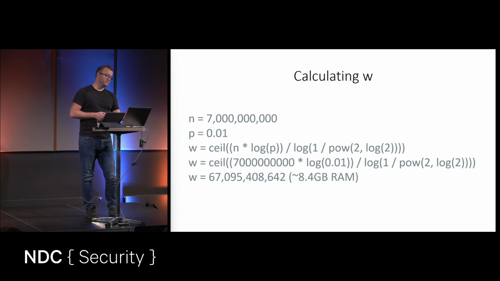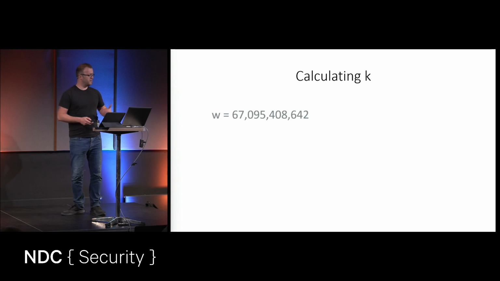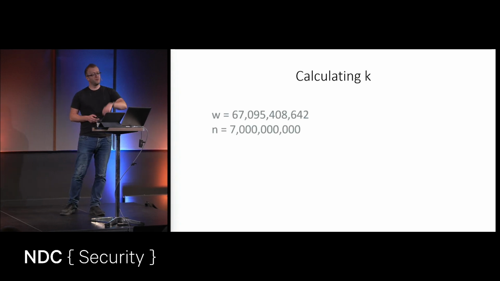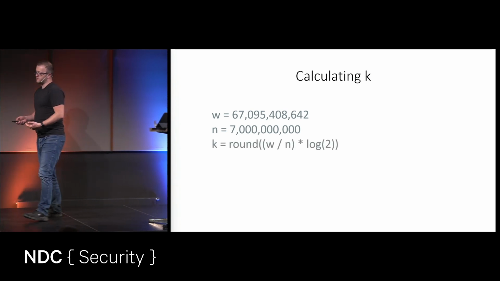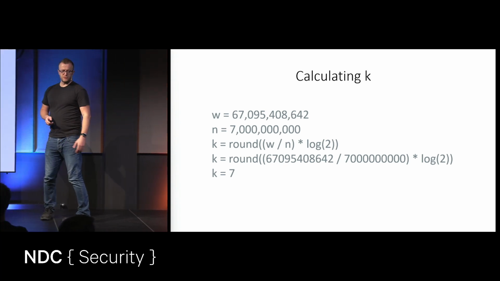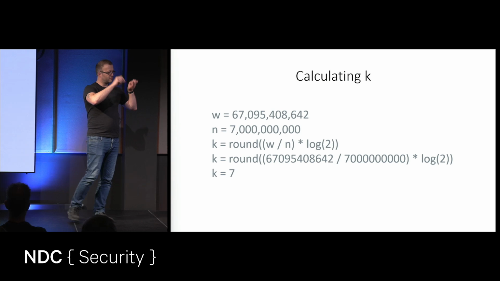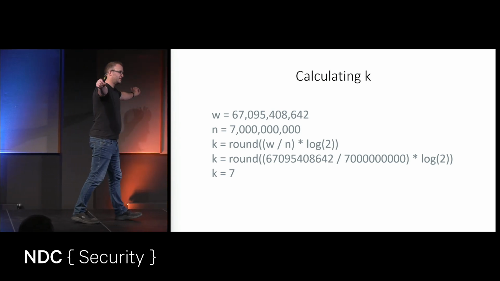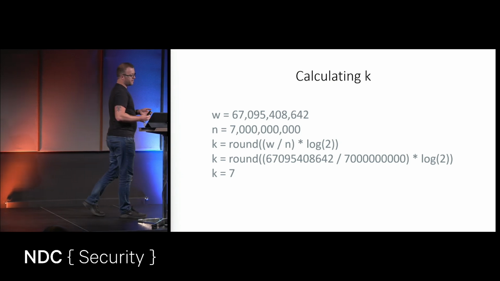And the only thing left then to calculate is K. So we now know what the width is because we've calculated the width. We know the number of items going in the filter. We can now calculate K because those are the only two requirements. So we just run the math out and it says you need 7 hash functions. So for every CSP report that comes in, we have 7 hash functions that set 7 bits in the array in the Bloom filter. And this is it.